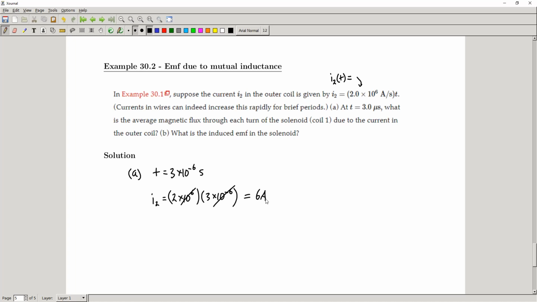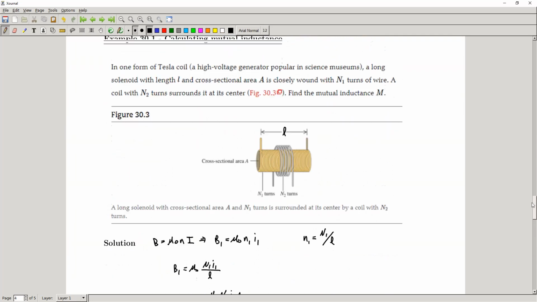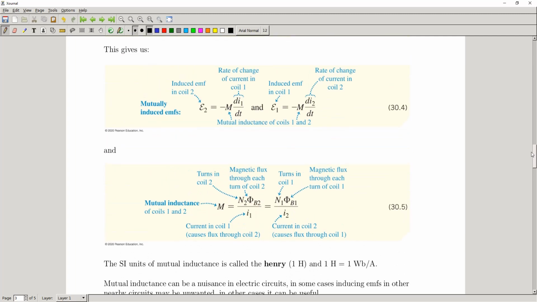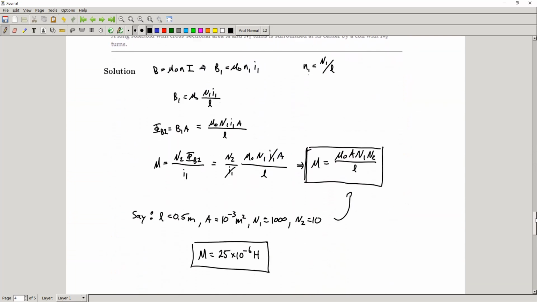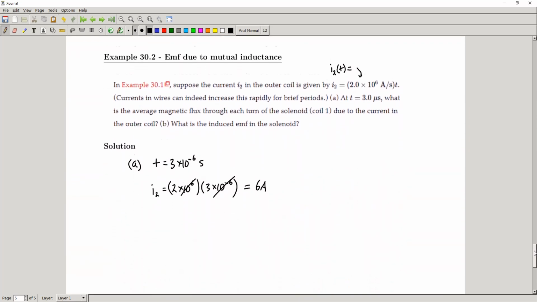Okay, so we just found what the current was at that time, but the current's not exactly what we're looking for, right? We're looking for the average magnetic flux at that time. How can we solve for that? Well, we simply go back to the expressions that we developed at the end of this section here, and we can see that we have an expression that relates our magnetic flux to the number of turns, to our current, and to our mutual inductance.